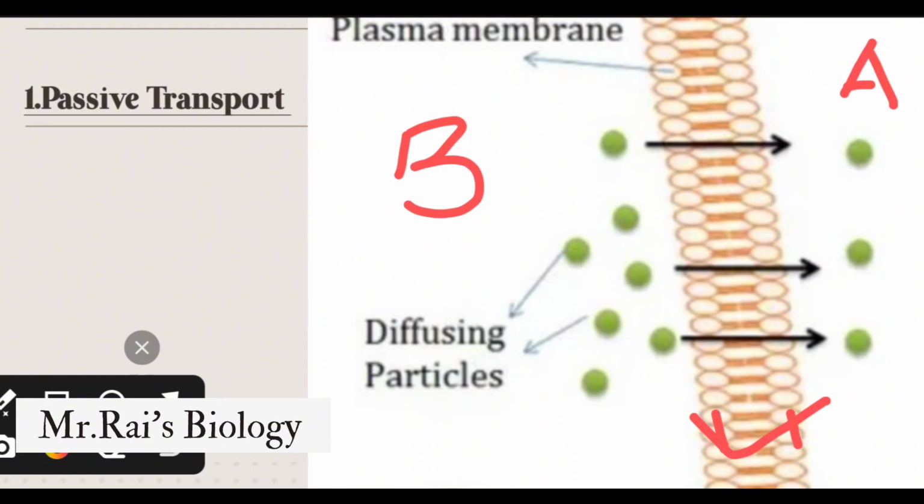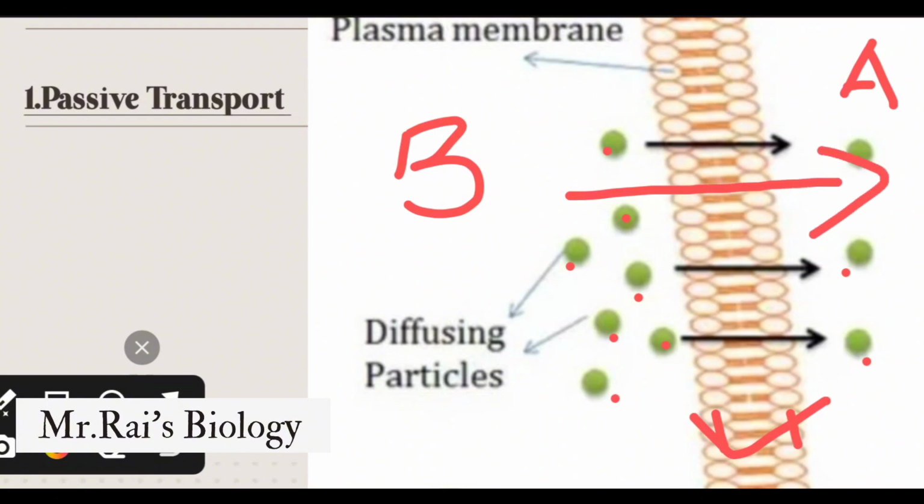The particles here: the number of particles comes to 1, 2, 3, 4, 5, 6, 7, and here it comes to 1, 2, 3. That means the extracellular side has more particles, and the cytoplasm has fewer, just two particles. So the particles will move from higher concentration to the lower concentration.